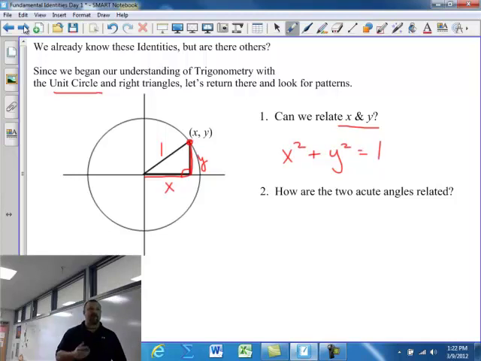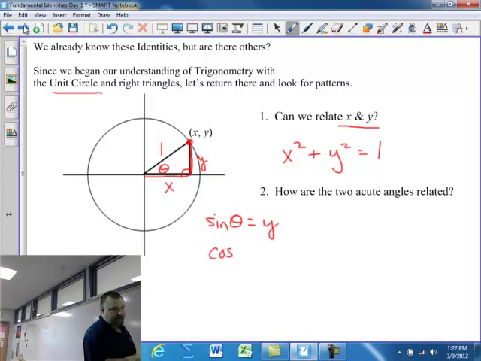Perfect. Now, when we did the unit circle, we learned earlier that the sine of the angle inside of this triangle here was always what value? It was y. It was actually y over 1, which is y. And the cosine is x.